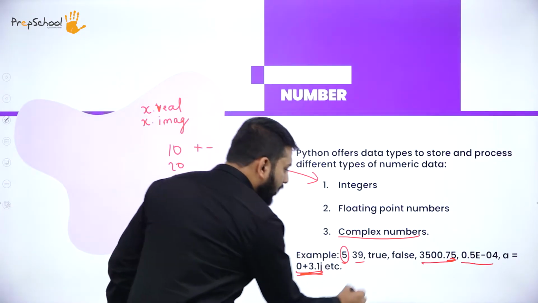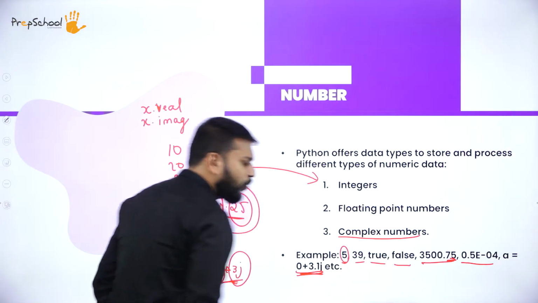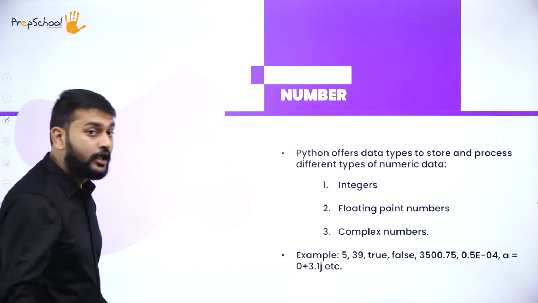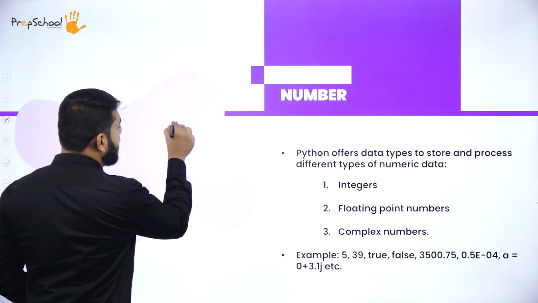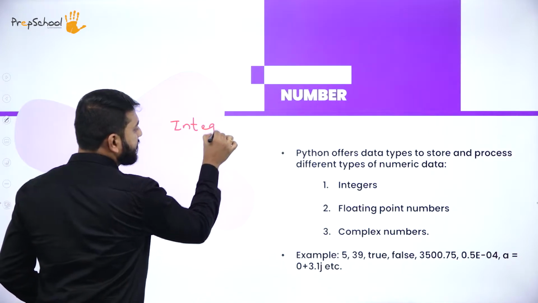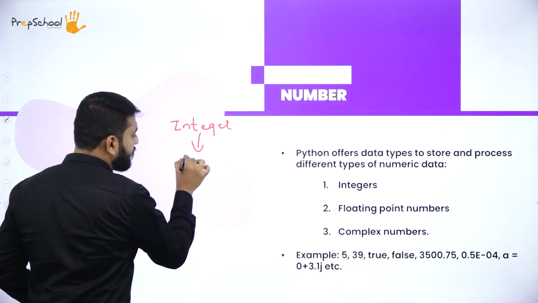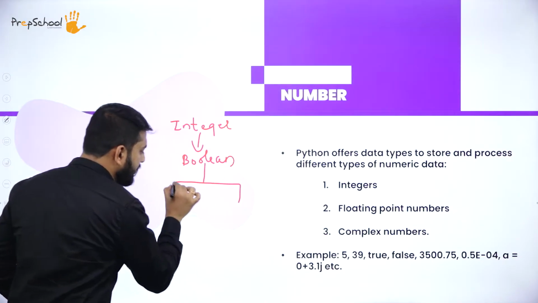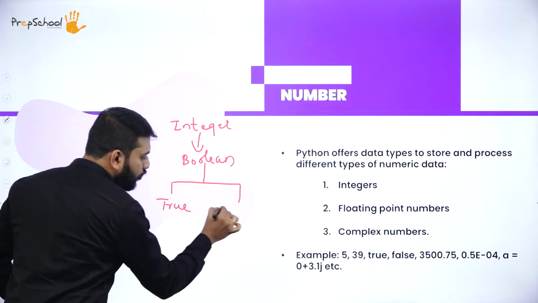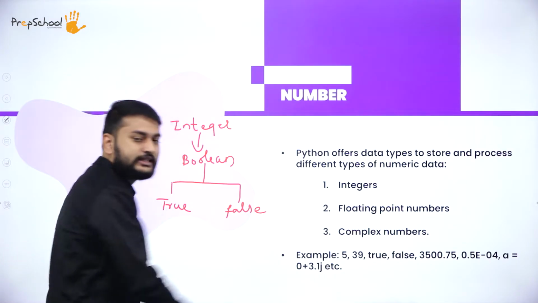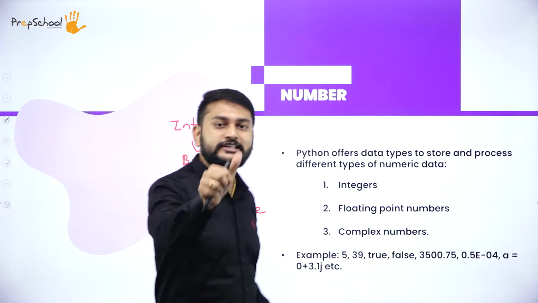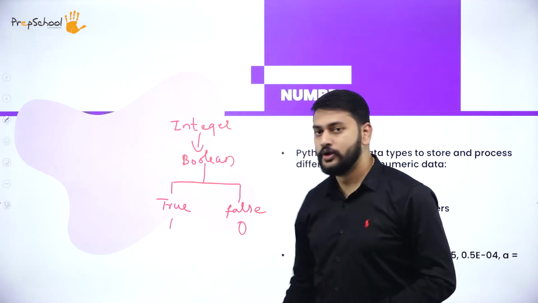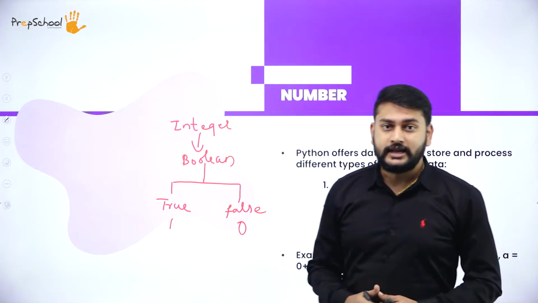But remember, I have something called true and false. What is this true and false? Remember, I have something called the integer data type, that is what we have discussed, right? Under the category of integer, we have something called Boolean. This Boolean data type consists of two values, that is true or false. True in the sense 1, false in the sense 0. That's what you have to understand.